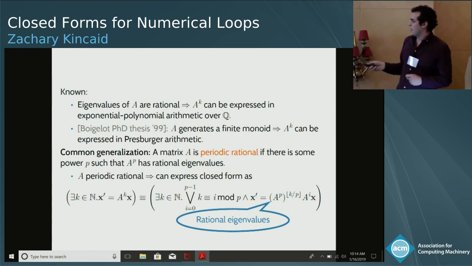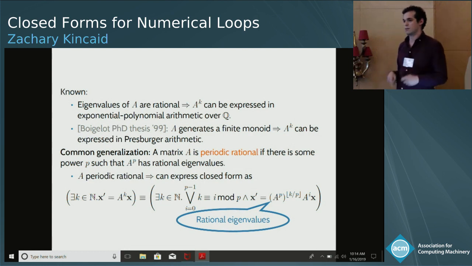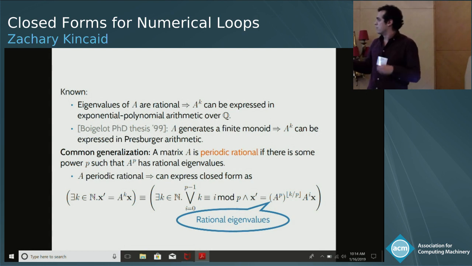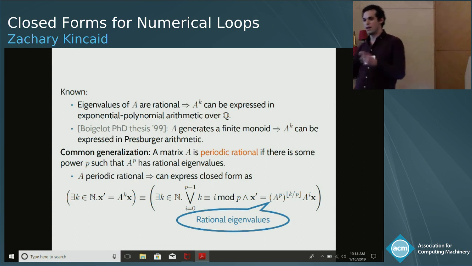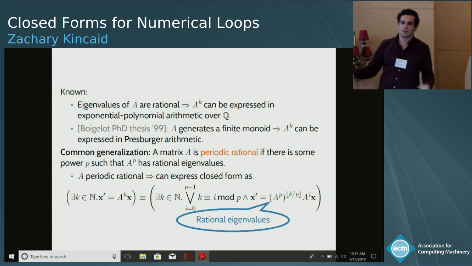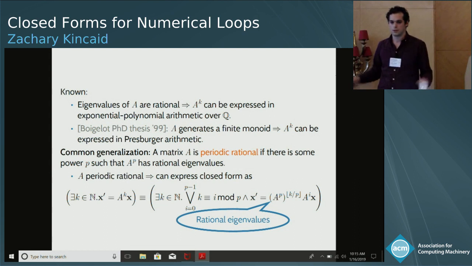And the basic idea is that I'm going to take this A to the k term, which is normally expressed using algebraic numbers, and I'm going to write it instead as A to the p to the k over p times some remainder term A to the i. This i is just the remainder of k after division by p. Right? So I just then need to do a k split over all possible remainders, and I'm done. The reason this works is that A to the p has all rational eigenvalues, and by the first point, I can express this exponential just over the rationals.